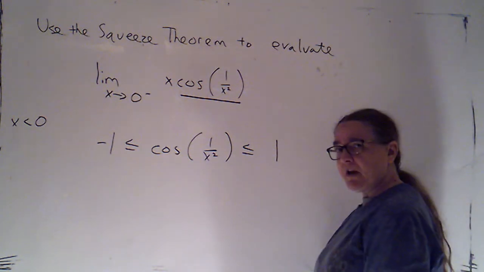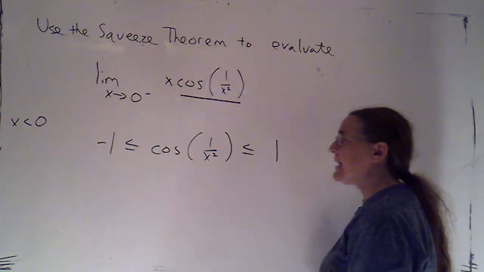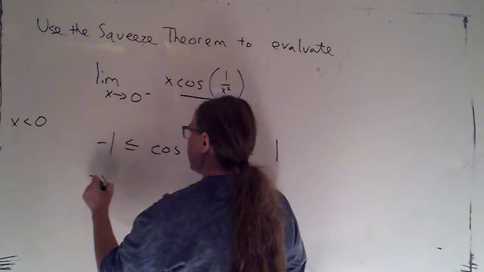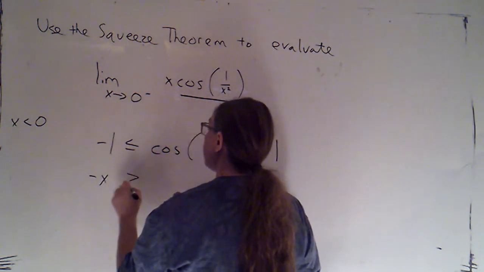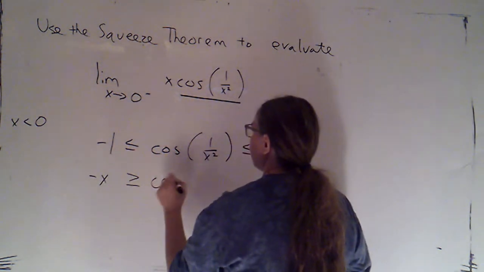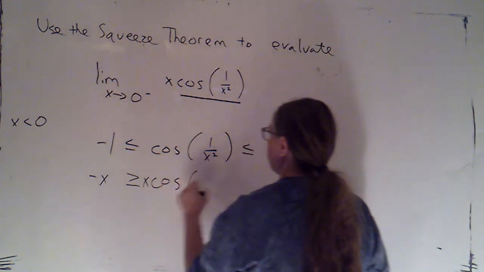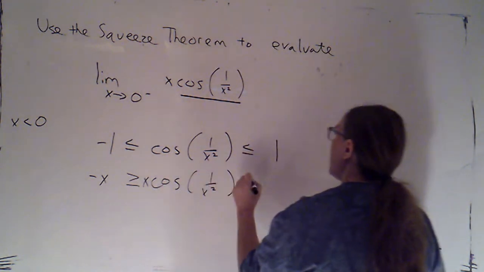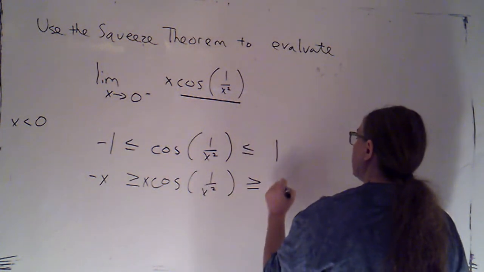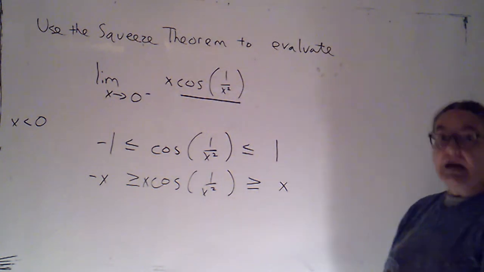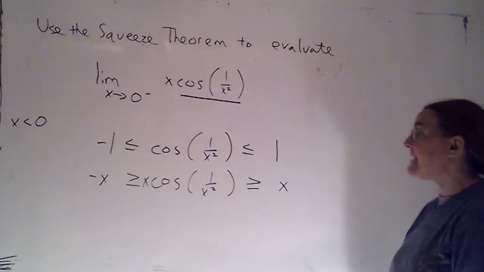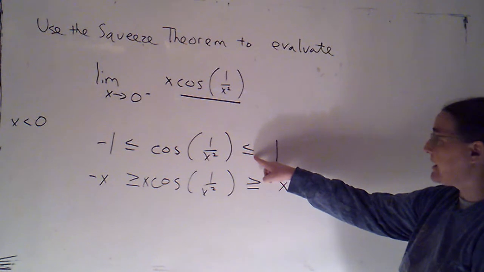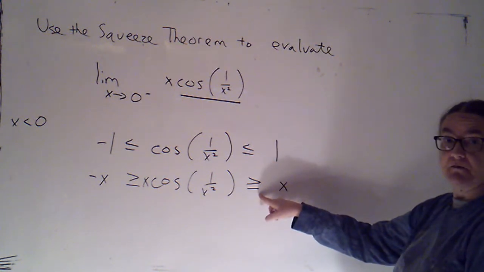Okay. So if I multiply through by x being a negative number, I'm going to get -x greater than or equal to x times cosine of 1 over x squared greater than or equal to x. Because I multiplied through by a negative, the inequality signs got reversed.